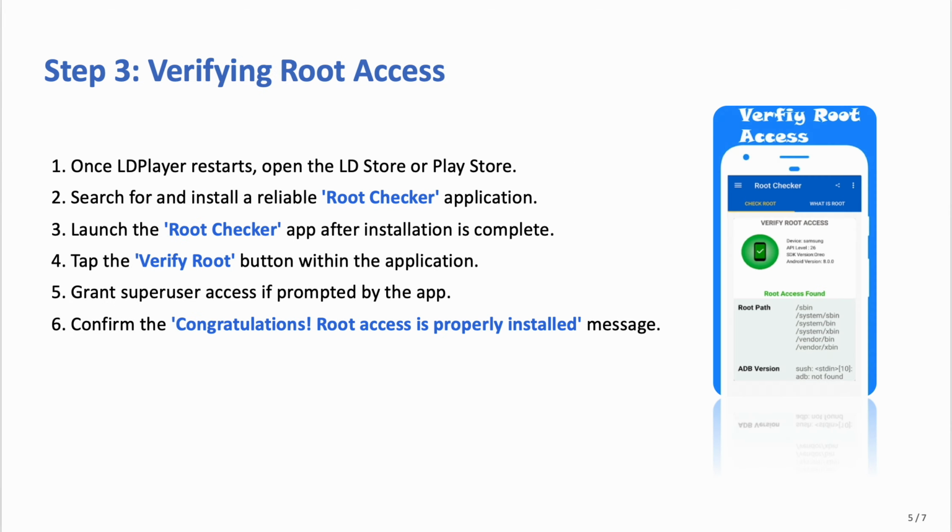Then verify root access. Once LDPlayer restarts, open the LD Store or the Play Store. Then search for and install a reliable root checker application. Then launch the root checker app after the installation is complete. Then tap the verify root button within the application. Then grant the superuser access if prompted by the app. Then confirm the message: congratulations, root is properly installed.